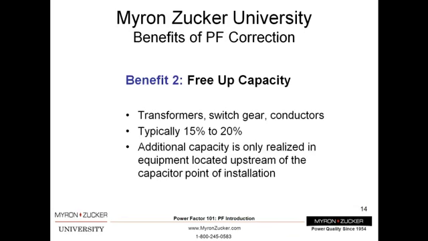Benefit 2 is to free up system capacity. This can include freeing up additional capacity in transformers, switchgear, and conductors. Reductions in line current and the resultant capacity increase within a facility are approximately 15 to 20% for a typical power factor correction project. Note that the additional capacity is only realized in the equipment located upstream of the capacitor point of installation.